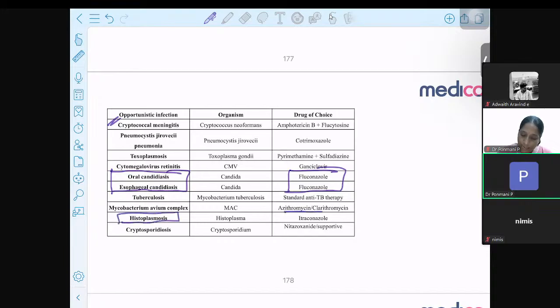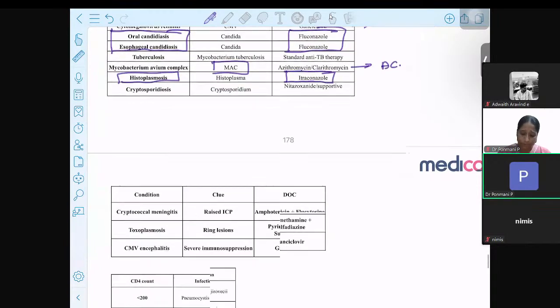Histoplasmosis. For that, you're going to use itraconazole. Okay. And for Mycobacterium avium complex, it is azithromycin and clarithromycin. And cytomegalovirus, it is ganciclovir. Okay. Pneumocystis, it is cotrimoxazole. Okay. So please remember this table. Opportunistic infection is also a high yield question for you. So please see this before you're going.